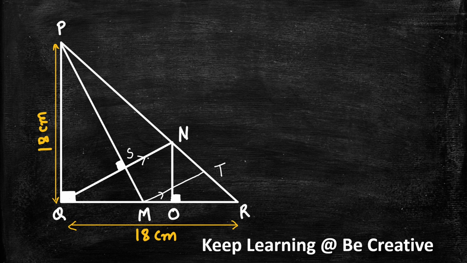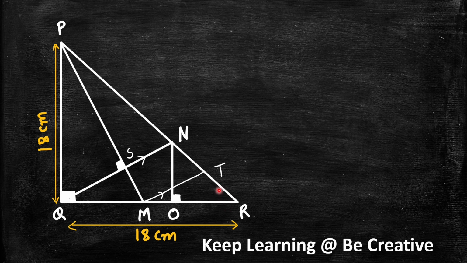And why I'm thinking of that? Because I can very easily calculate the length of PR, as this is an isosceles right angle triangle. So I can apply Pythagoras theorem to find out the length of PR. And if I know these ratios, PN is to NT is to NR, I can very easily calculate this length NR.